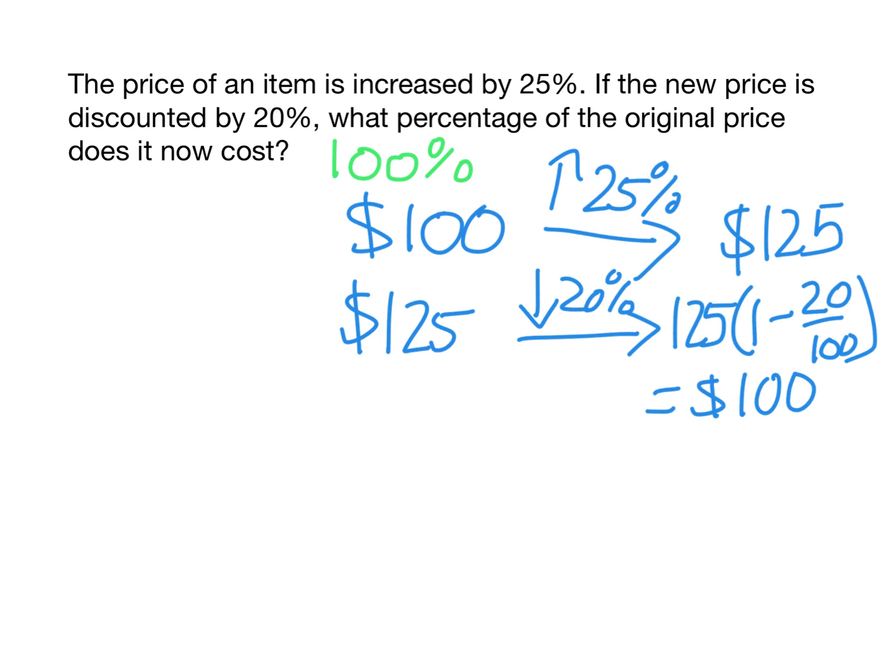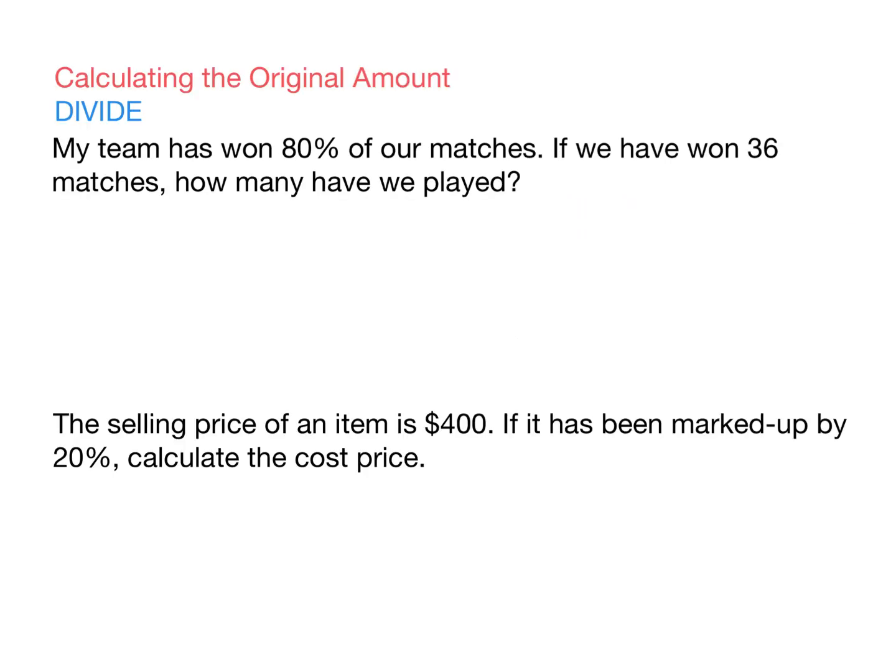It's a bit counterintuitive. If you increase the number by 25%, you need to discount it by less than 25% to return to the original. All right, let's now have a look at finding the original amount. On the previous slide, we found that when you're calculating a percentage of a quantity, you multiply the percent, written as a fraction or decimal, by the quantity. But when you're calculating the original amount, you divide.